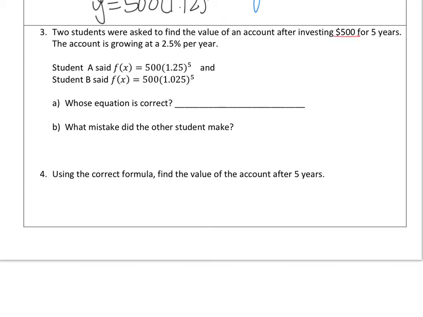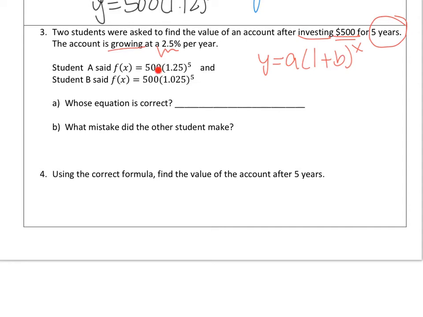So I know the initial value is $500. I'm going to evaluate it after 5 years, so my exponent should be 5. And my growth rate is 2.5%. Now, since it's an investment and it's growing, I'll again be using y equals a times (1 plus b) raised to the x power. So the question is, which of these students correctly input those values?